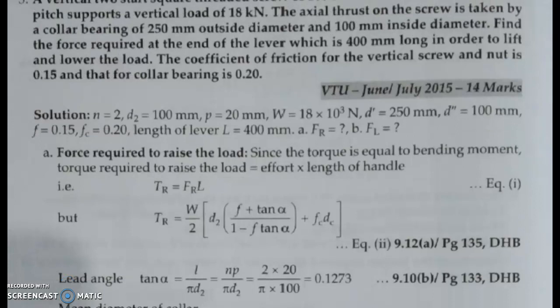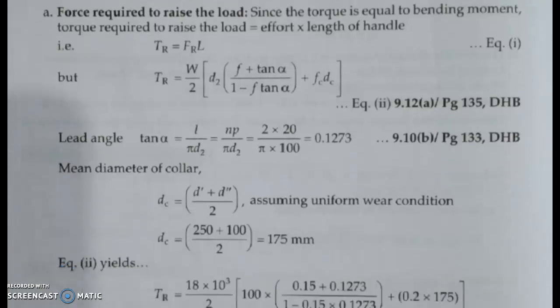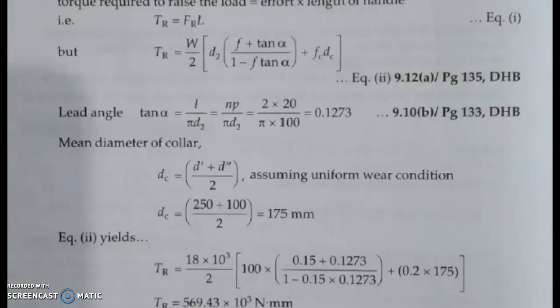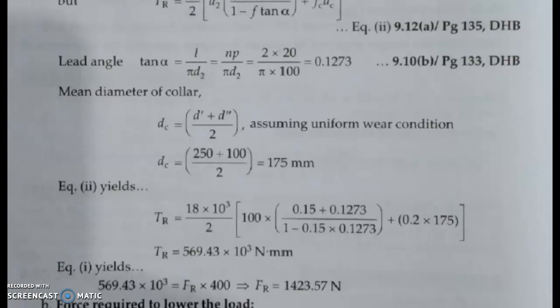Then substitute all the given values in our equation. Then we will get the value of tan alpha is equal to 0.1273. Then the mean diameter of the collar is required. The assumption taken for the mean diameter is Dc is equal to D dash plus D double dash by 2. So that is equal to 175 millimeter. If we substitute these values in the general equation, we will get TR is equal to 569.43 into 10 raised to 3 Newton millimeter.